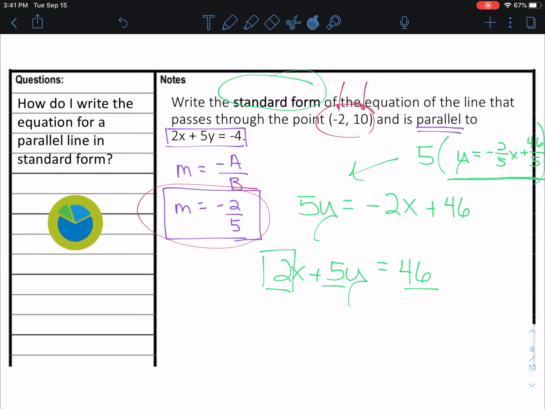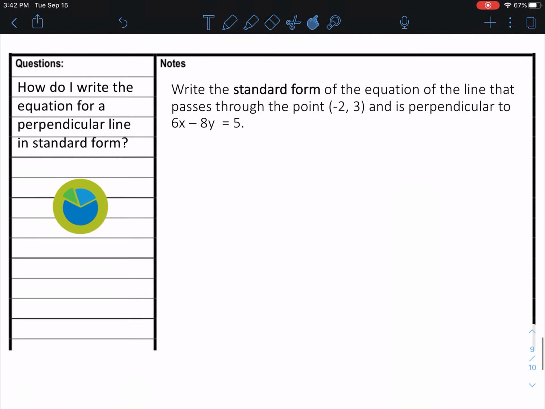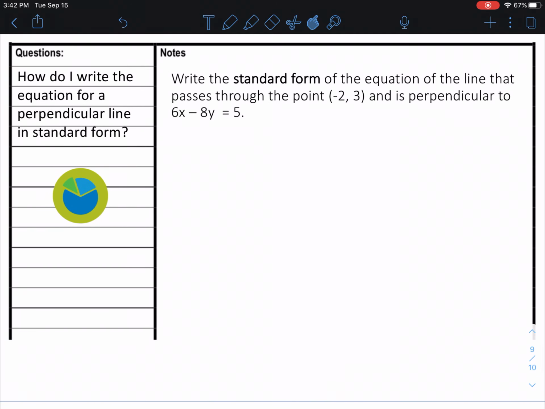All right, so now I would like you to take a look at this problem and give this one a shot, okay?